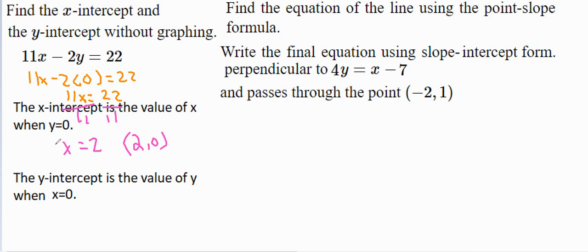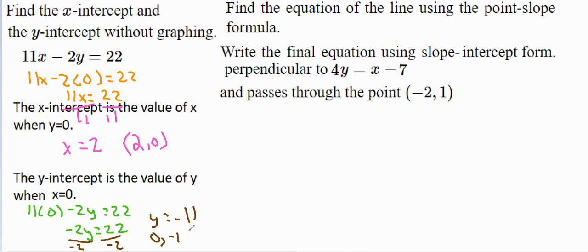And then to find the y-intercept, we just put a 0 in for x. So that's going to be 11 times 0 minus 2y equals 22. Of course, 11 times 0 is 0, so we have negative 2y equals 22. And then we would divide both sides by negative 2. And that gives us y equals negative 11, and written as a coordinate point would be (0, negative 11). Make sure that you have your parentheses.